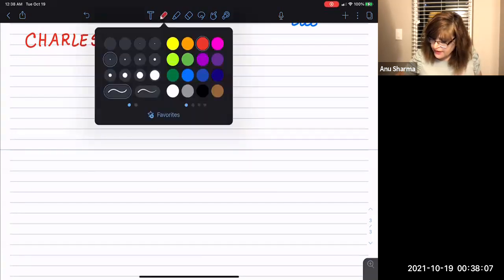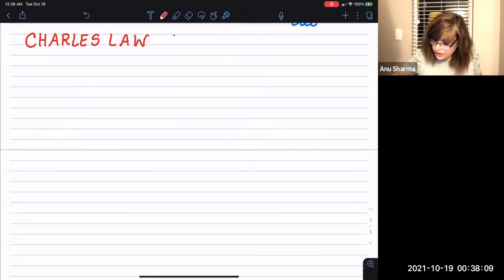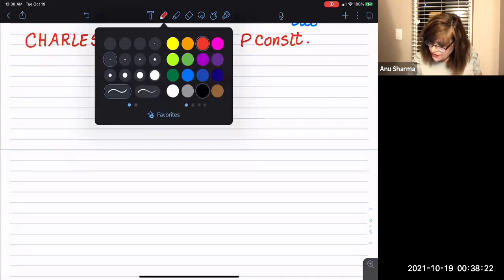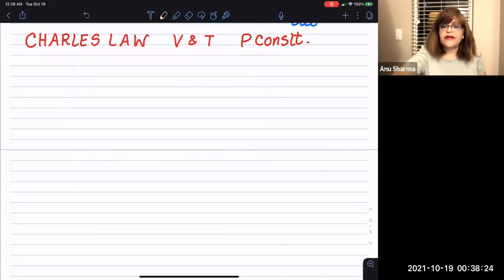Okay, next, let's look at now Charles's Law. In Charles's Law, they studied the relationship of volume and temperature, keeping the pressure constant. So when the pressure is constant, this whole thing is going to be done at room temperature. So how was this done? Let me set up the apparatus.